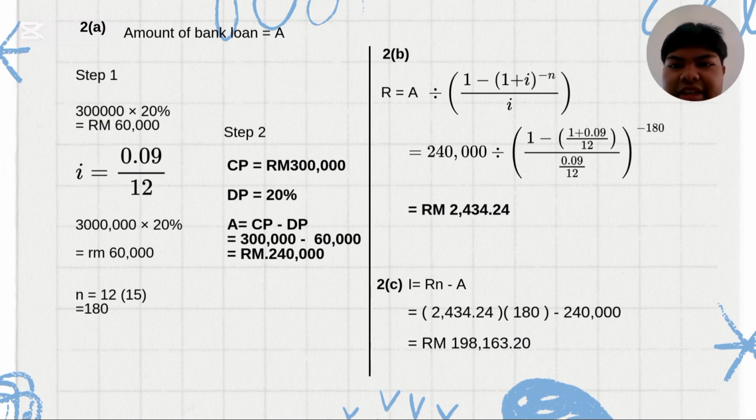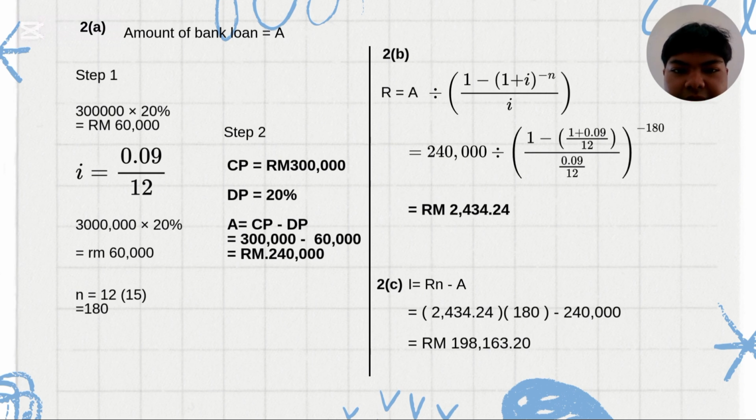Question A. Step 1. 300,000 multiplied by 20%, which you will get RM 60,000. Step 2. You need to use the formula of A equals to cash deposit minus down payment, which is 300,000 minus 60,000. You will get 240,000.